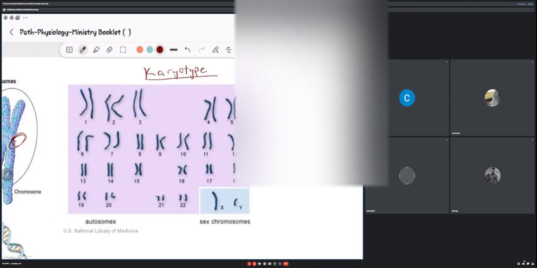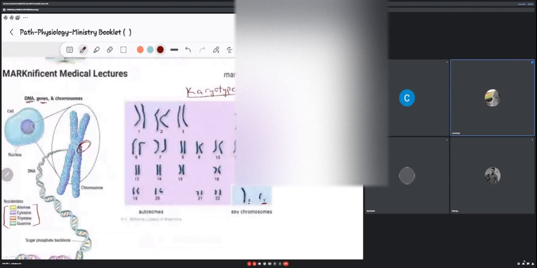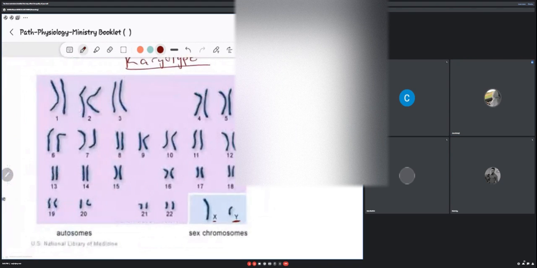So first of all, what gender is this? This karyotype is for what gender? What do you think? Male? Why? XY, that's the sex chromosome. It's not clear for you, right? It's blurry. So this is a male. This karyotype is for a male patient. So that's the first thing you're supposed to take note of.